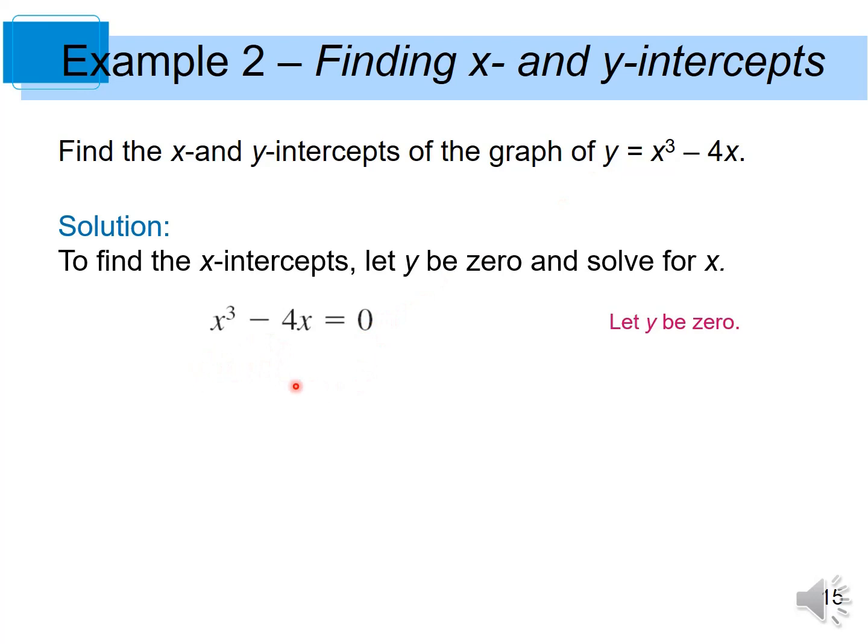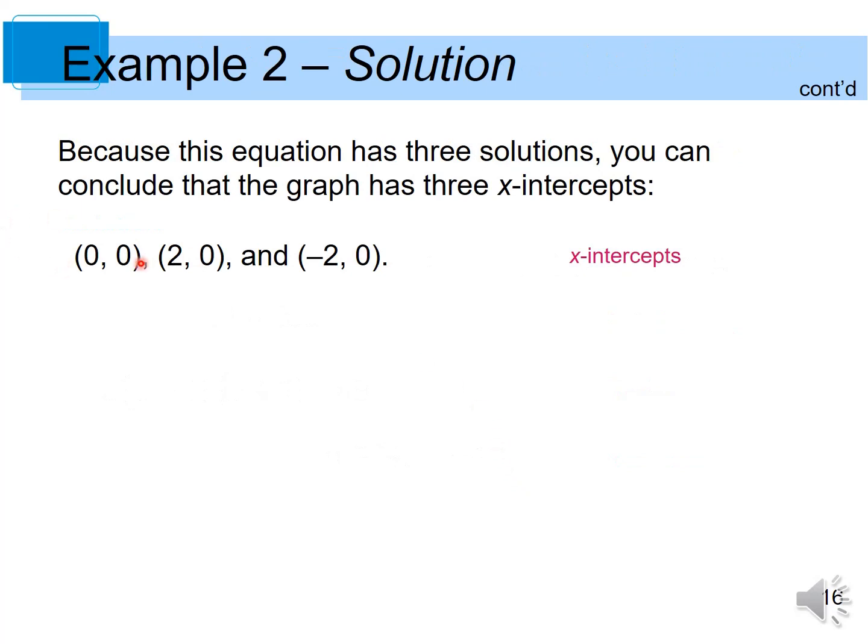So look at this equation. We can factorize out the x. After we factorize, then you solve for x. So there are 3 values of x. So you can write the x-intercepts. So there are the points.